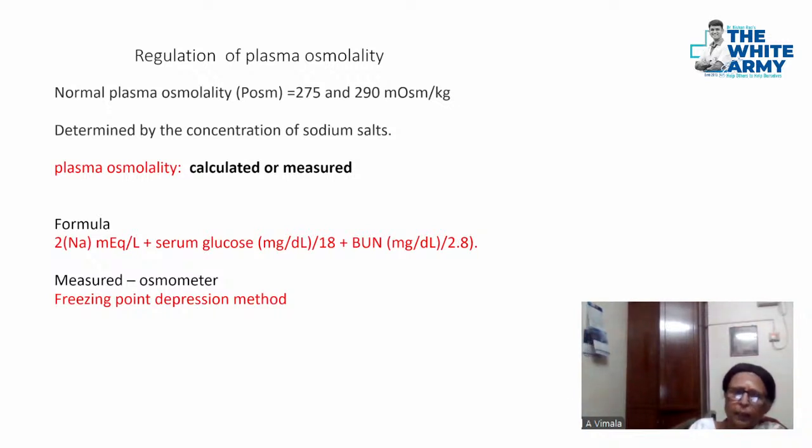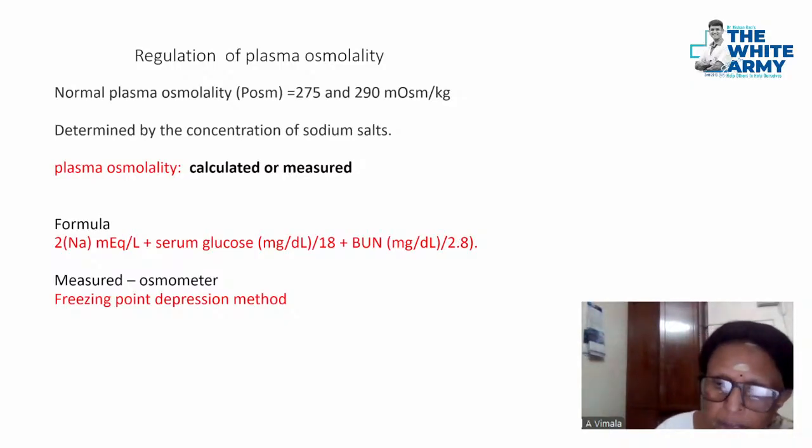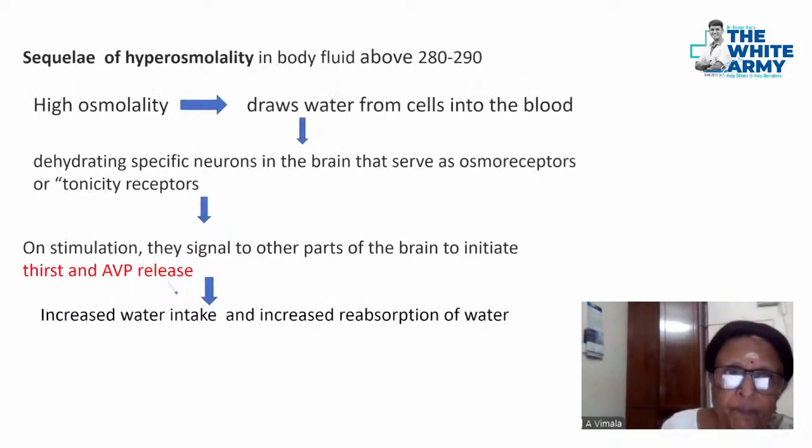When you measure the osmolality using the osmometer, the principle employed is the freezing point depression method. So if there is a difference between the measured osmolality and the calculated osmolality, that is called the osmolar gap, which we will not be discussing today.